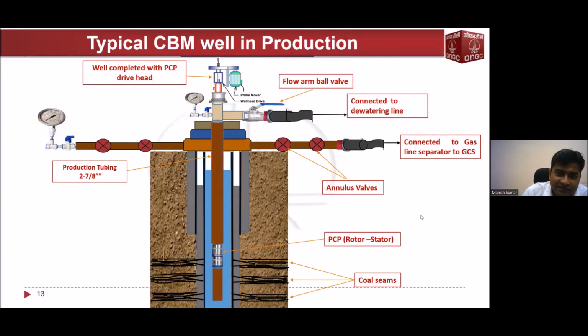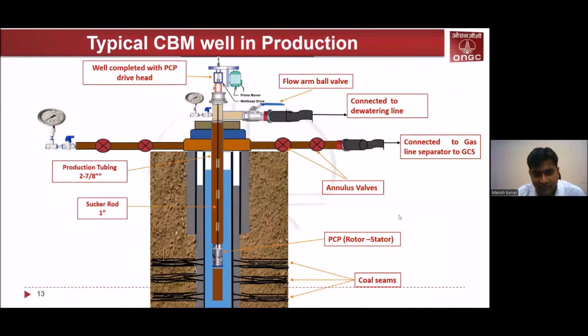And then when we start our drive head, you will see that the sucker rod starts rotating. The sucker rod, which is connected to the rotor at the subsurface pump, which is inside a stator. So this rotor-stator mechanism starts lifting the water from the wellbore through the tubing. Basically, we are producing water in this CBM well. Gas will automatically desorb after a certain period of time, as I have already said, according to the Langmuir adsorption isotherm. So this water keeps being produced through the tubing with continuous running of this PCP pump.